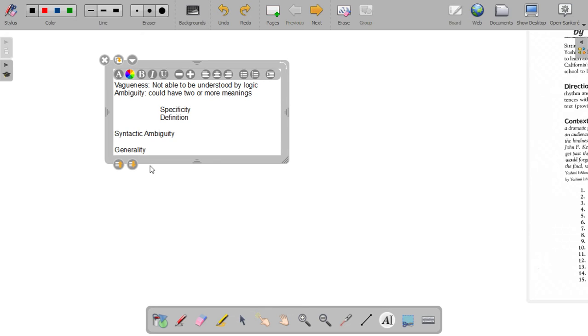Number 2, and again, we're on page 75. Number 2, I would not advise going to Raymond's party. He invites all kinds of people to those things. It's vague. It's vague because what do we mean by all kinds of people? It's unclear.